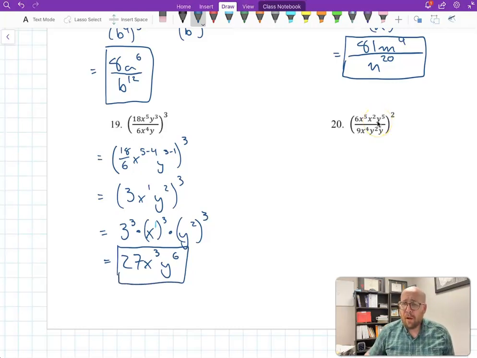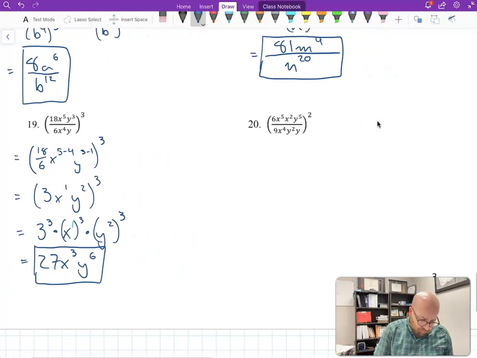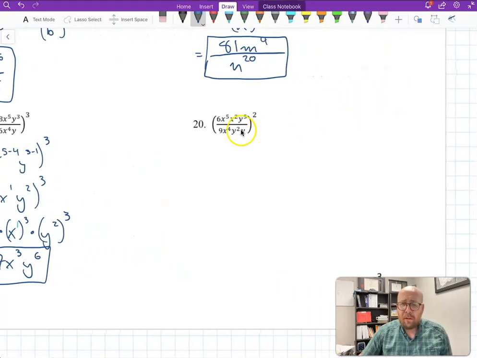Let's take a look at problem number 20. In problem number 20, it's similar to problem number 19. We have integers in our numerator and denominator. We have x's and y's in our numerator and denominator. But also notice that we have two sets of x's, 2 factors of x in our numerator. We have 2 factors of y in our denominator. It's all being raised to the power of 2.